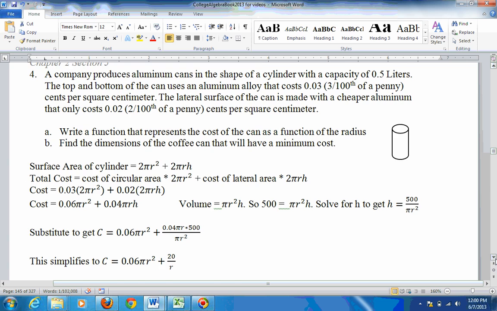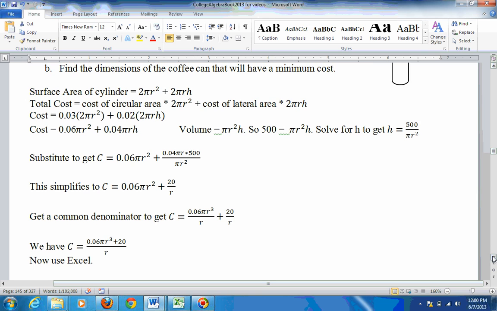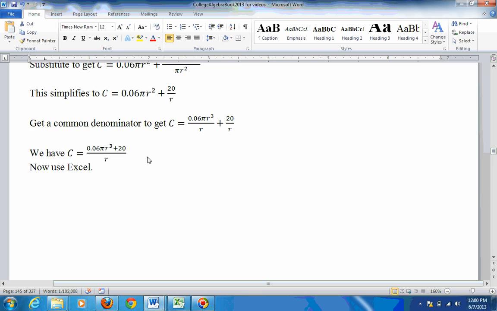Now, this simplifies a little bit. The pi's cancel out, and this r cancels out with one of these r's, so we're left with this right here. Now we've got to get a common denominator, and the common denominator is r. So we have to multiply this by r, top and bottom. That'll give me r cubed over r here, and I already had a 20 over r here, so the common denominator is r. So I can write both of these over one denominator. Now I have that whole thing simplified, and I can use Excel to find the minimum cost, which is what I'm looking for.